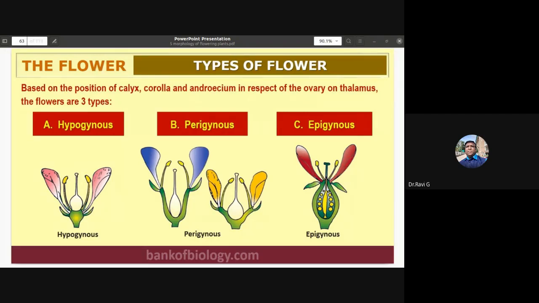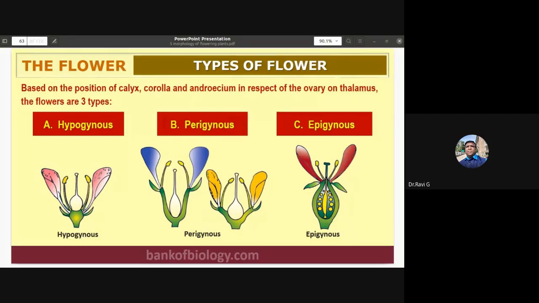Next is epigynous flowers. Epi means above, gynous implies gynoecium. So it is above the gynoecium. What is above the gynoecium? The calyx, corolla, and androecium arise from above the gynoecium. So the ovary is inferior in position. Okay, so in the epigynous flowers, the calyx, corolla, and androecium arise from above the ovary, above the gynoecium. So we call it the epigynous flowers.